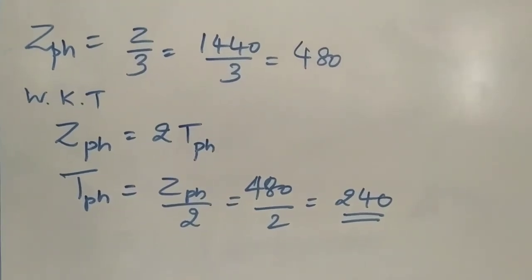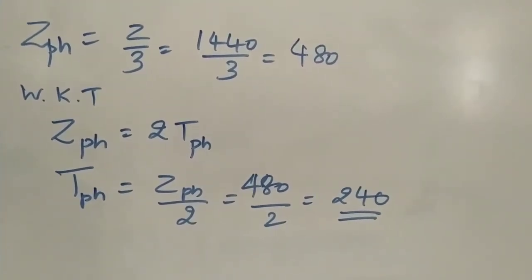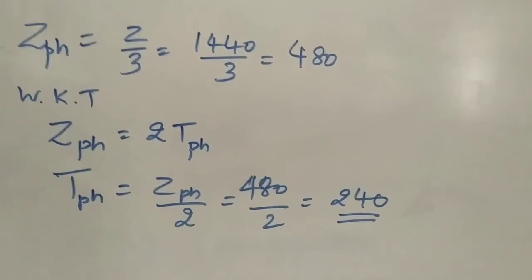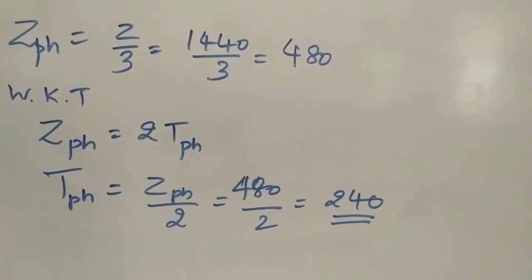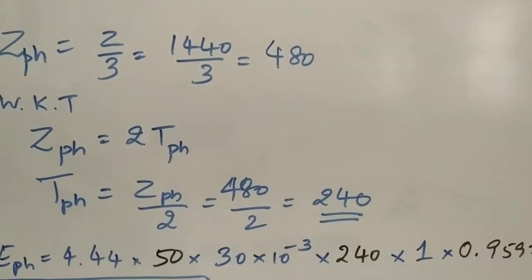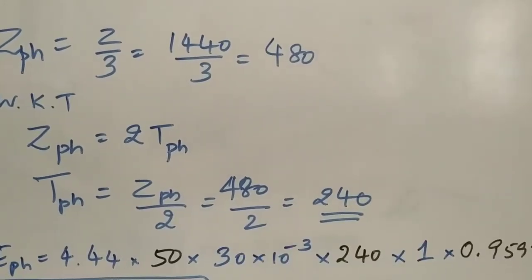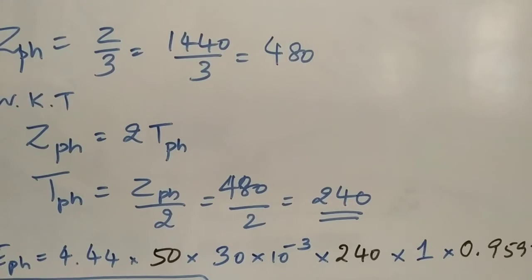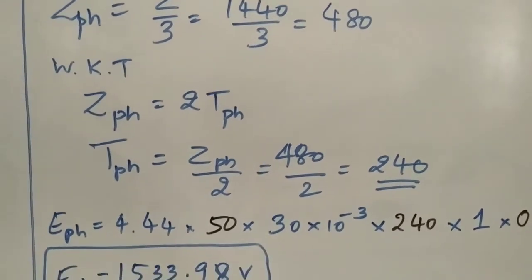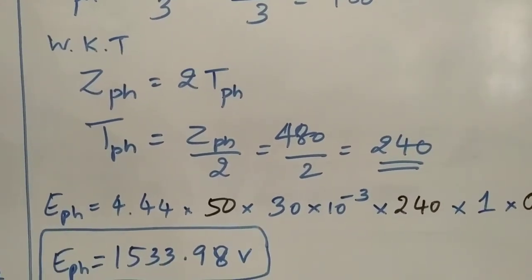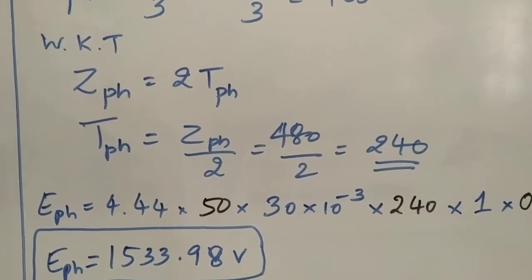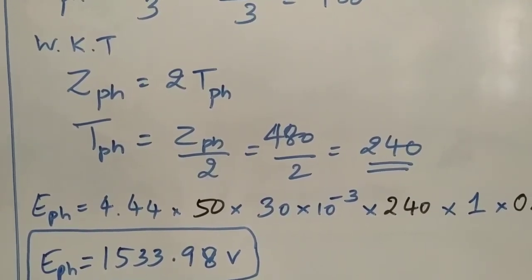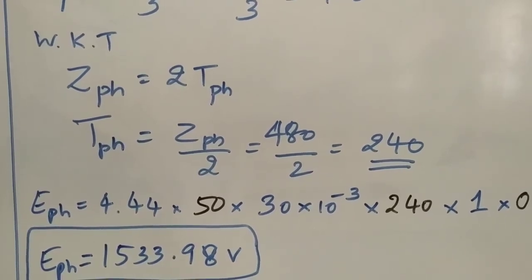Now let us substitute all these values. We have found all the parameters related to the EMF equation. So let us substitute these parameters into the EMF equation. After substituting the values, we get the EMF per phase as 1533.98 volts. Now we can also find out the line EMF, the line value of the EMF.